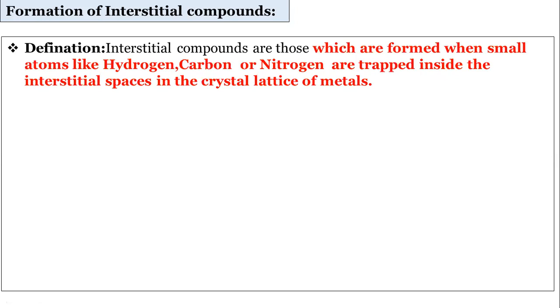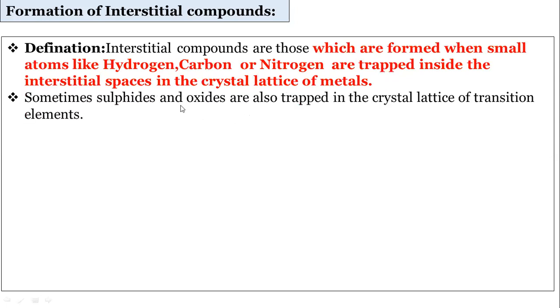These are the defects in transition elements. So small atoms like hydrogen, carbon and nitrogen are trapped inside the interstitial spaces. And this process happens when the crystals are formed. So the definition is also important. What is meant by interstitial compounds? So remember the definition. Some sulfides and oxides are also trapped, remember.